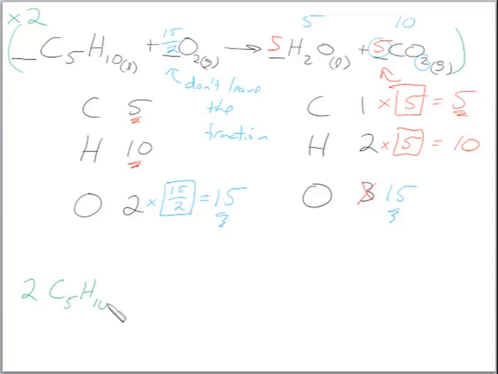Final answer. It's a liquid. So 1 times 2 is 2. 2 times 15 halves is 15. That's a gas. And now 2 times 5 is 10 H2O. Liquid or gas, it doesn't matter. And then, same thing here. So 10 carbon dioxides as well, and that's definitely a gas. And that's our final balanced equation.